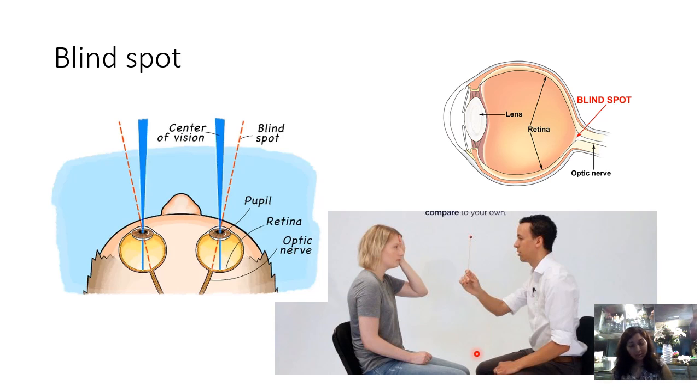There are, of course, much more sophisticated pieces of equipment available for formally mapping the visual field and blind spot, but this is what you can do in the clinic setting, and this is what we're going to show you in clinical skills.